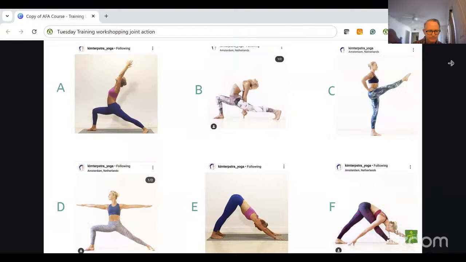Yeah, you're welcome. Okay, now let's look at image C. And again, we're on shoulder joint action. What joint action is happening at the shoulder in image C, top right corner of your view? That's the extension.